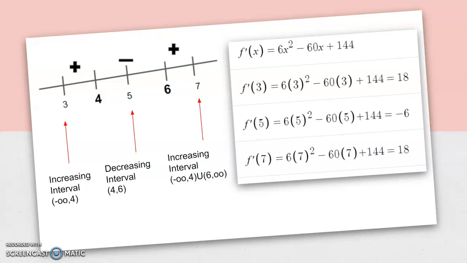At 3, it is positive, which is an increasing interval from -infinity to 4. And at 5, it is negative, which is a decreasing interval from 4 to 6. And at 7, it is positive, which is an increasing interval from 6 to positive infinity.